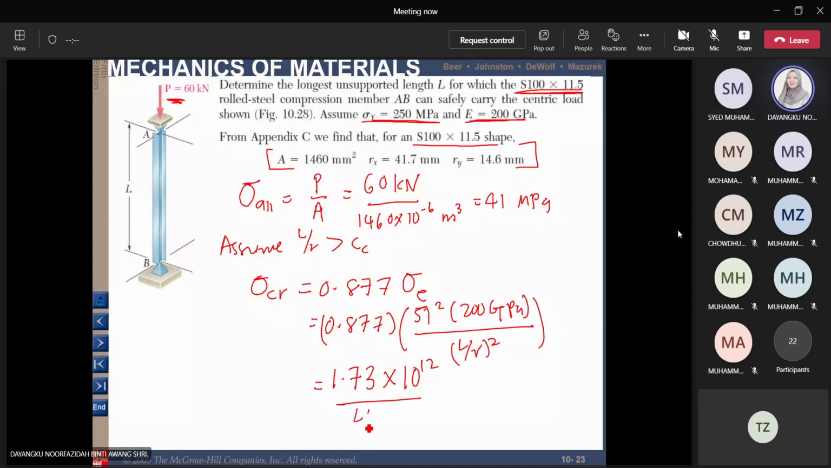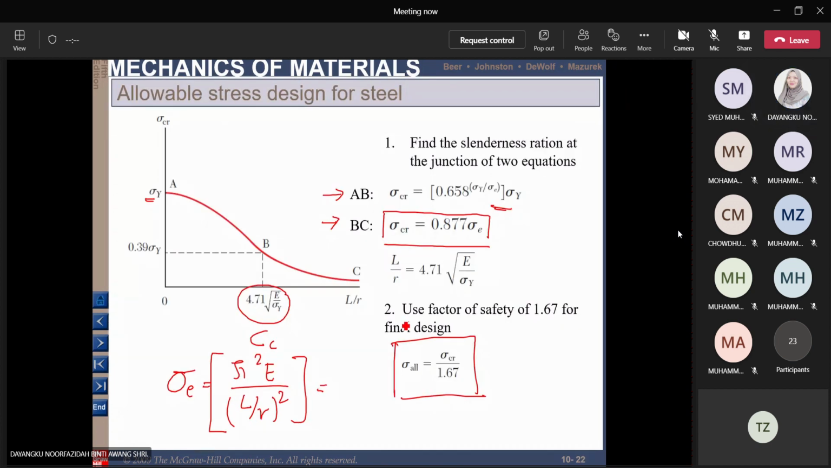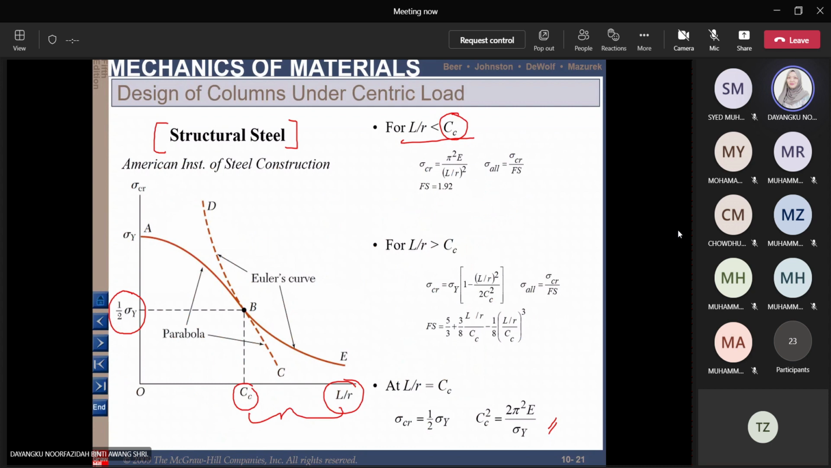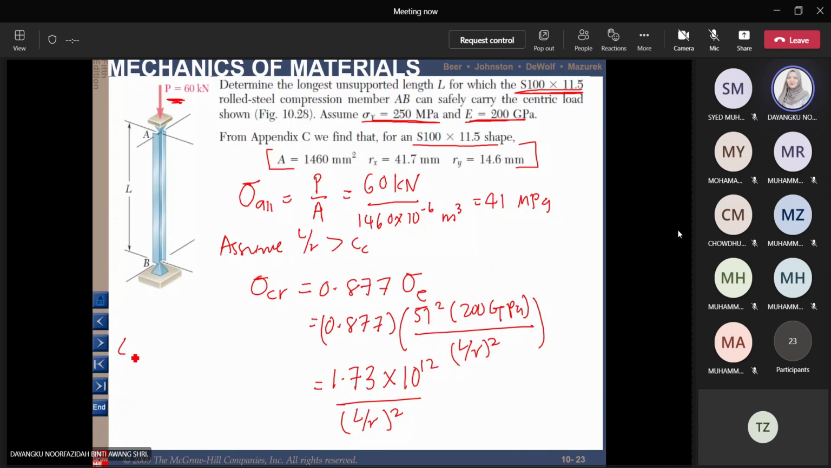Over (L over R) square. So this will be the value and you will have your allowable stresses here. We use the second formula here, which is the critical stress. You need to divide it by 1.67 to get the allowable stress. So our allowable stress is 41 times 10 to the power of 6, equal to 1.73 times 10 to the power of 12 divided by 1.67 (L over R) square.